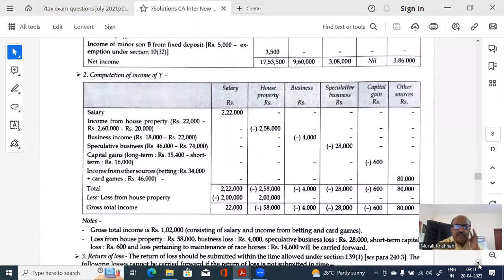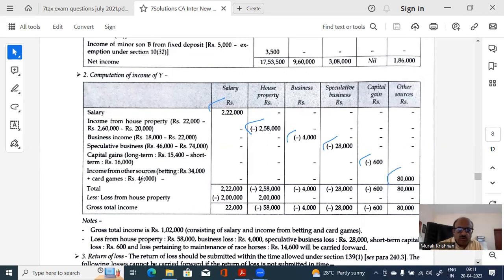See, this is the way to do it. This is the best way to do it. Under salary, this is coming. Income from house property, all put together, you can adjust and you get a minus 258. Business income, non-speculative, 4,000. Speculative, 28,000 loss. This cannot adjust with anything else. Even with this, you cannot adjust. Long-term capital gain, now this is loss. You cannot adjust with any head. Income from other sources, 80,000.